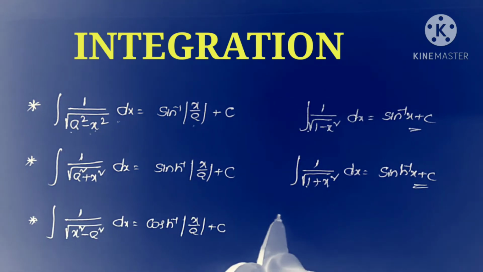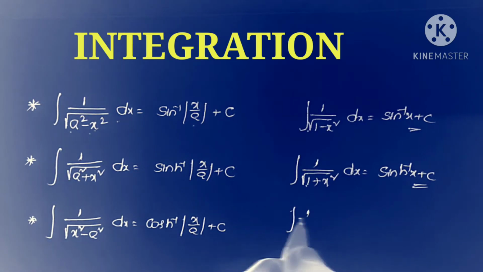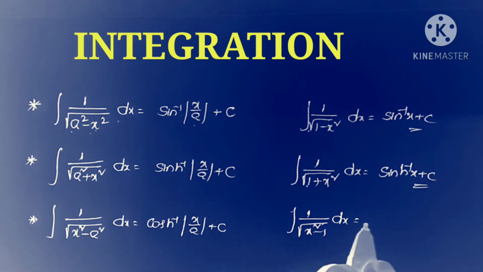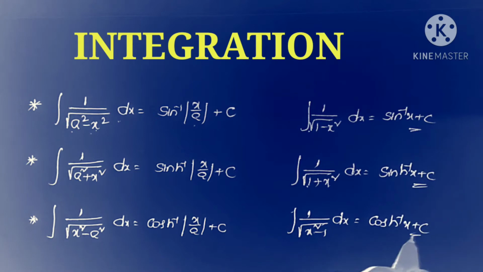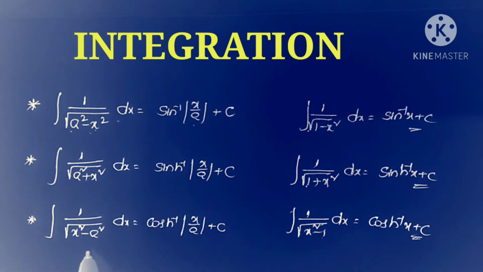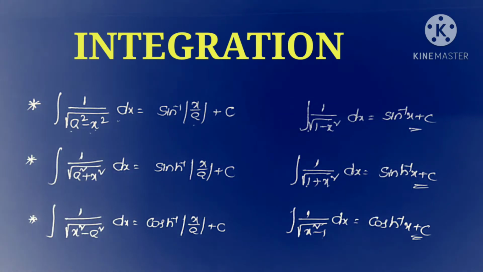So when we have a square in place of 1, we take the formula as sine h inverse x by a. And the next one, 1 by square root of x square minus a square, which is the extension of 1 by square root of x square minus 1 dx. What is this answer? Cos h inverse x plus c. So in place of 1 we have a square, then we use the formula cos h inverse x by a. What is a? A means here the constant. Now these three formulas are the extensions of those three formulas, which are very important.